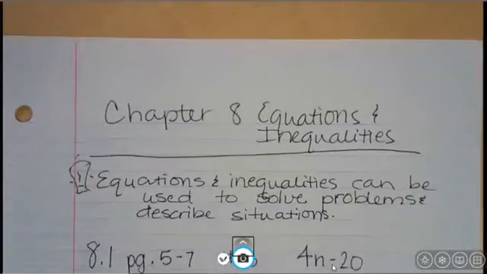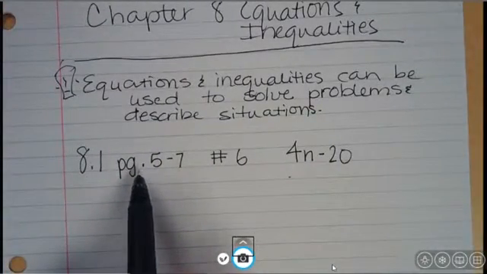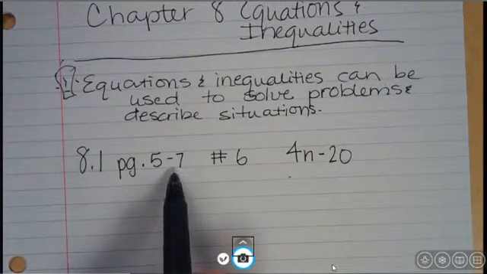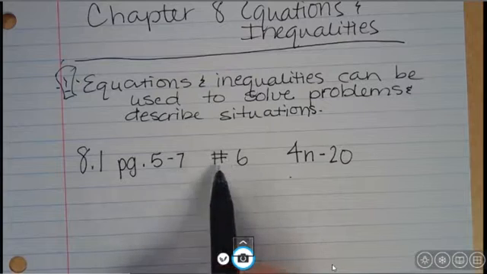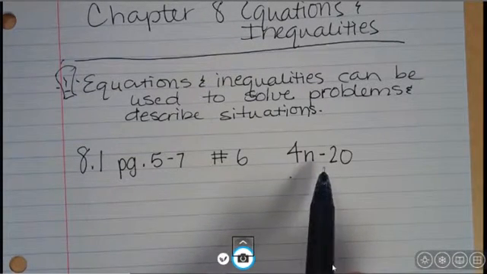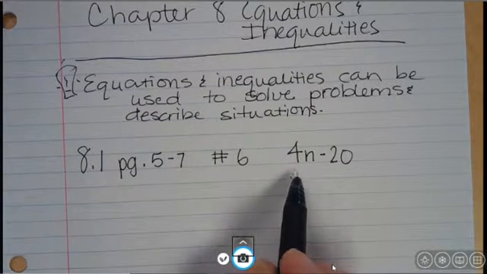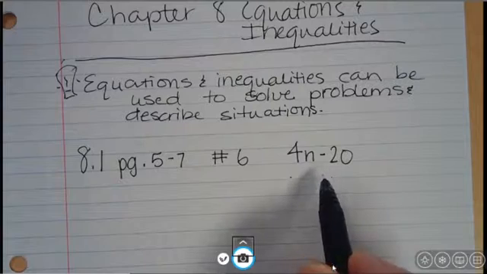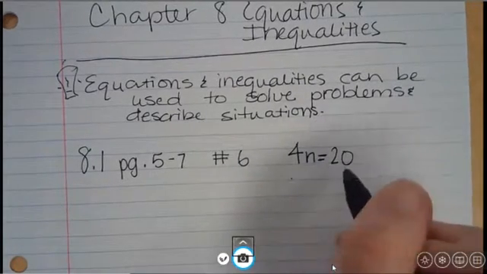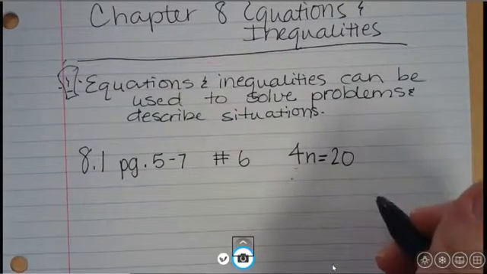Okay, so if you move forward to pages 5 through 7, the beginning of lesson 8.1 is on page 5, but we're going to be in the guided practice on page 7, looking at number 6. And this is about solving equations using substitution. So I know lots of you will want to balance this equation and subtract or divide the 4, but we're substituting in.